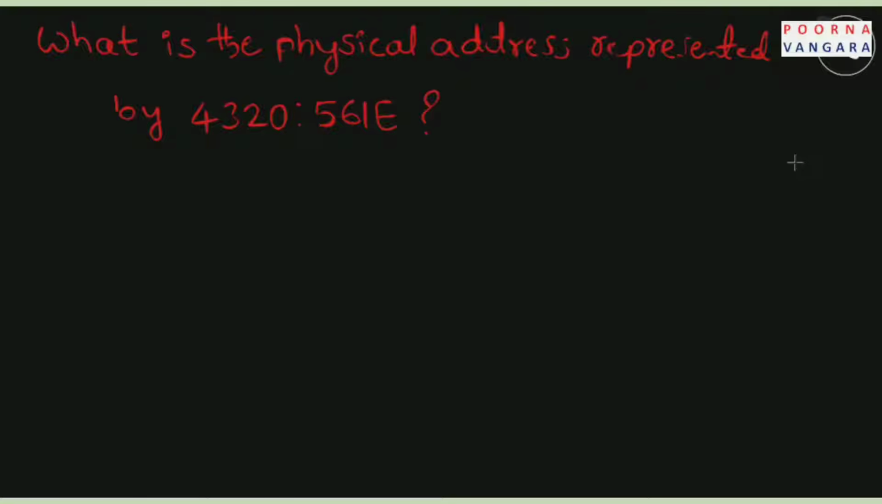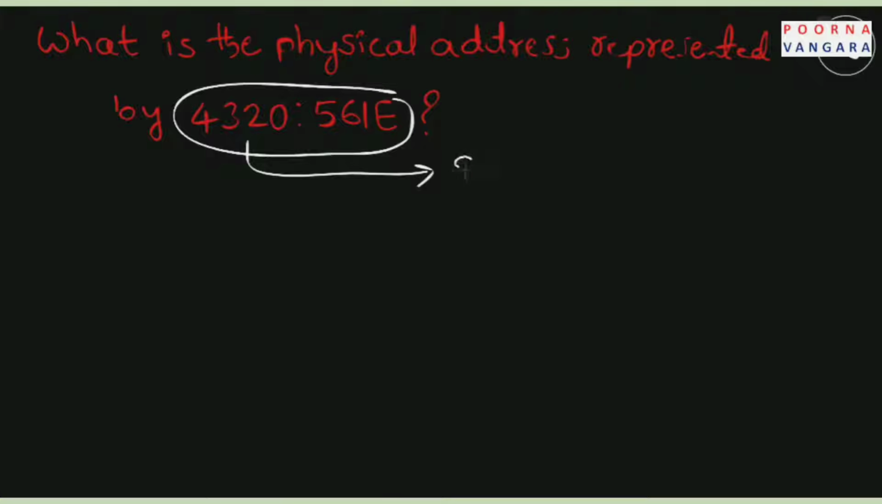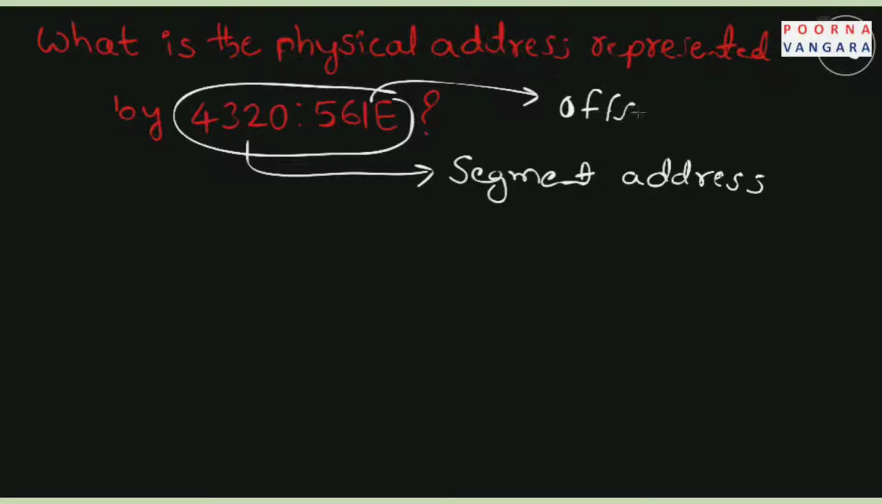In this video let us see the physical address calculation by 8086. Here the problem is, what is the physical address represented by 4320:561E. This particular representation is a logical representation. In this, the very first part is nothing but your segment address, that means the starting address of the segment where the data resides, and the second part is the offset address of the data, so where the data is located within that particular segment. So it is like some kind of displacement.